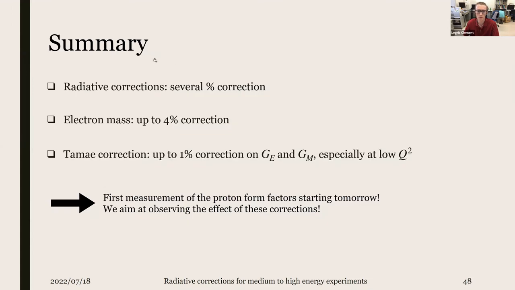So if I summarize the corrections compared to previous experiments, we will take into account the radiative corrections, which will amount to a few percent correction, and we will have to take into account the electron mass, which can amount to up to 4%. And finally, the Tamae correction will have an impact of 1% on the magnetic form factor, and also on the electric form factor at low Q squared.